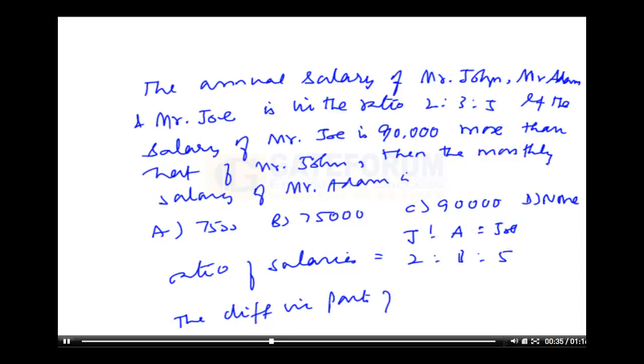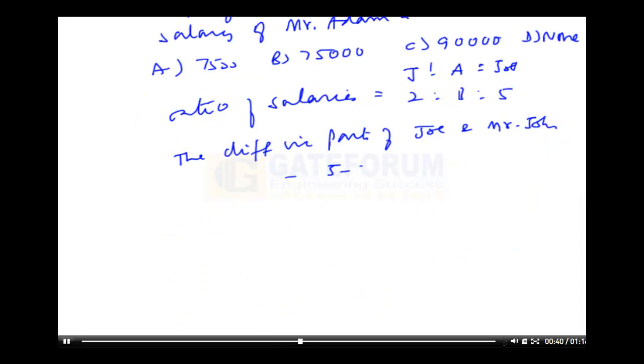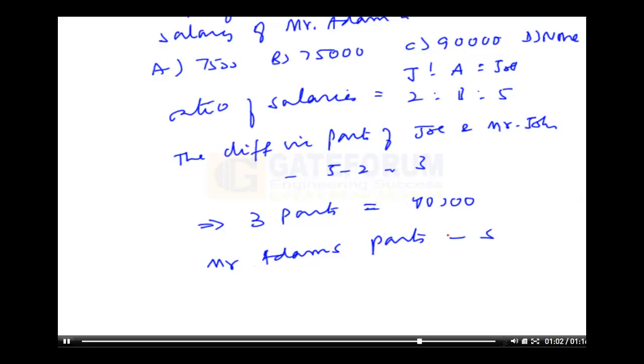Difference in parts of Joe and Mr. John is 5:2, which means 3 parts is equal to 90,000. Adam's parts is also 3. Therefore, the salary of Mr. Adam is 90,000. The option is C.